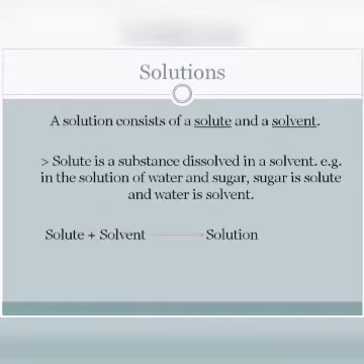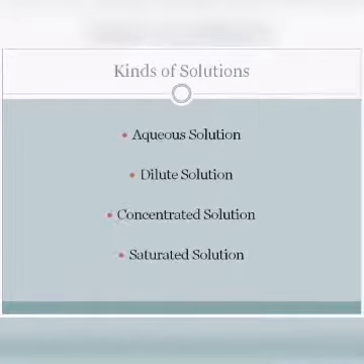For example, in the solution of water and sugar, sugar is solute and water is solvent. So, solute and solvent, when they are combined together, they become a solution. These are some of the kinds of solutions which we will study in this video.